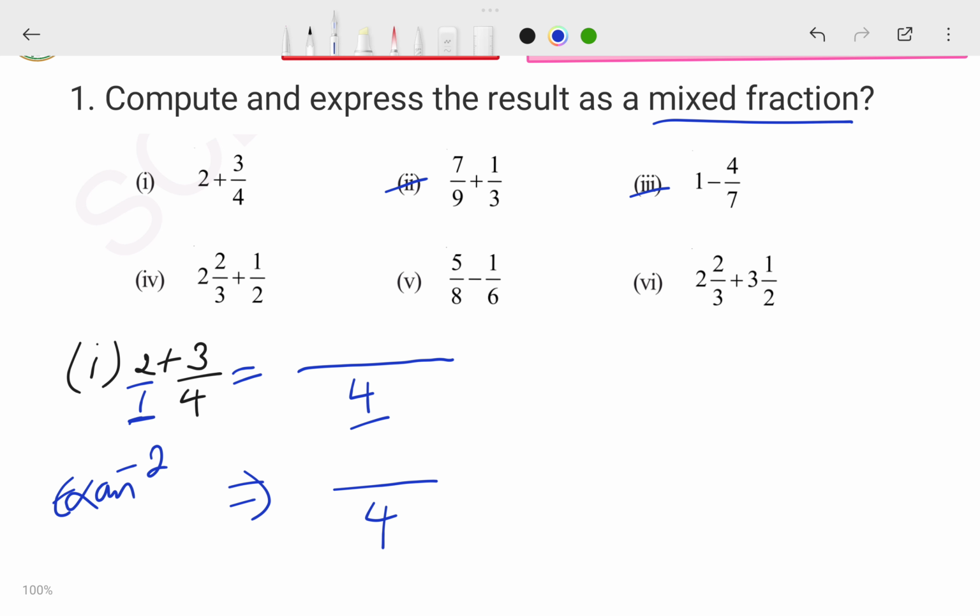So here we will multiply with the 4. How does the Telangana student do here? They count 1 in the 4 table. How many times is the 4 there? 4 times. So they directly write 2 cross 4.